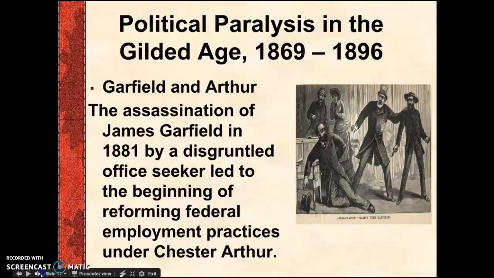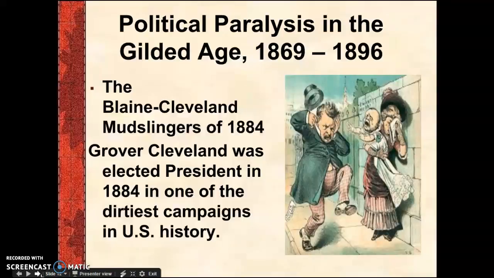Next slide. The next section is entitled The Blaine Cleveland Mudslingers of 1884. Grover Cleveland was elected president in 1884 in one of the dirtiest campaigns in U.S. history. Here's a political cartoon showing Cleveland here and a woman holding a baby. One of the issues of that campaign was the fact that Cleveland had fathered a child out of wedlock, which was a no-no back then. And there was a slogan that the Republicans used against him, and it went this way: "Ma, ma, where's my pa? Gone to the White House, ha, ha, ha."